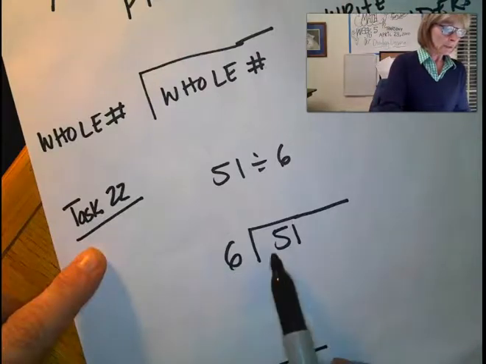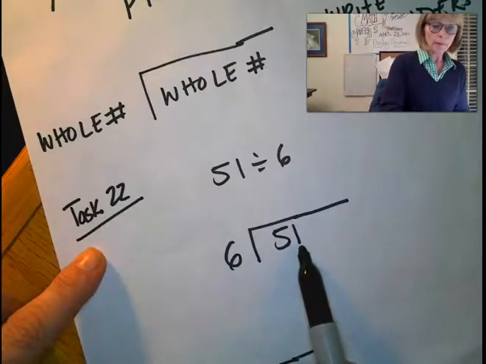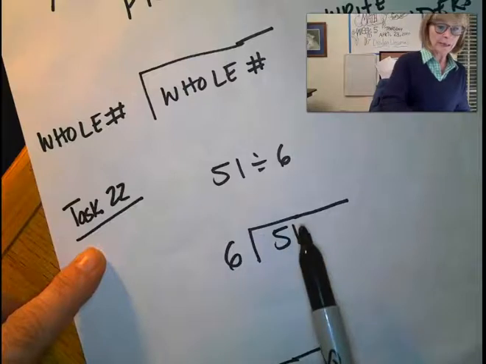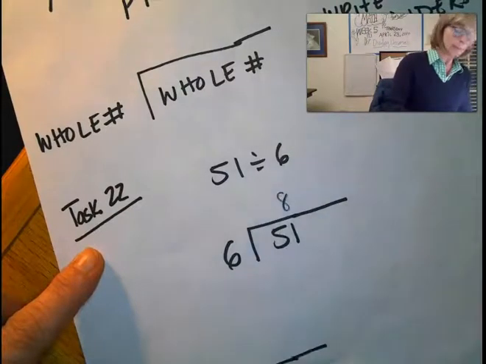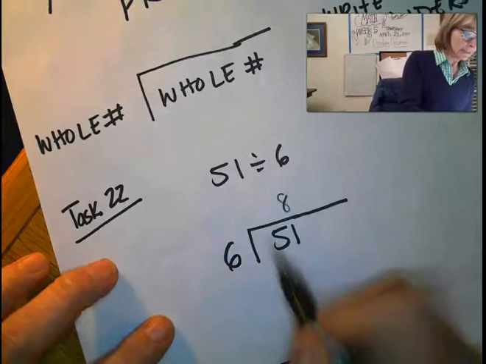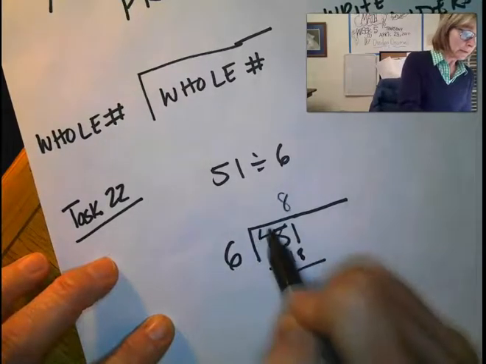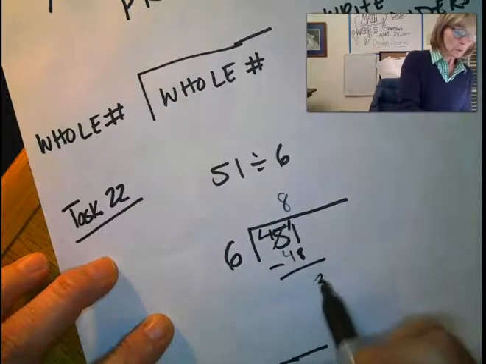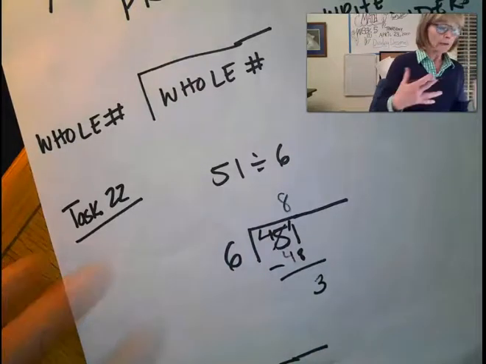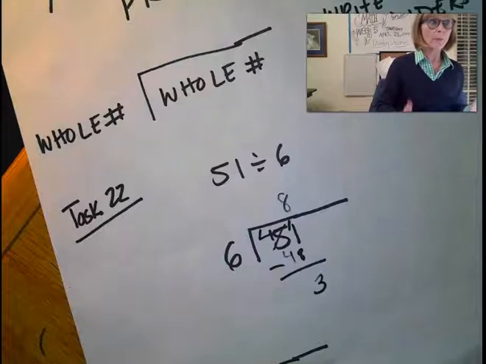Alright, I know that 6 will go into 51 8 times, because 8 times 6 is 48. So I'm going to put an 8 up above the 1. 8 times 6 is 48. I'm going to subtract that, and then 11 minus 8 is 3. I have 3 left over. Now, I don't want a remainder with this type of problem. I want a decimal remainder part.